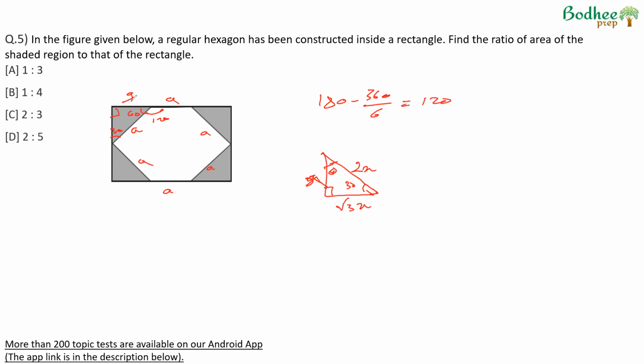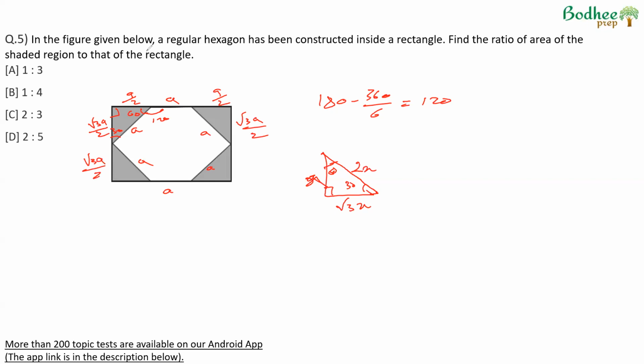This length here will be a by 2. This length here will be root 3 a by 2. a by 2, root 3 a by 2, twice of a by 2, which is a. So this length here will also be a by 2, and this length will be root 3 a by 2. This length will also be root 3 a by 2.